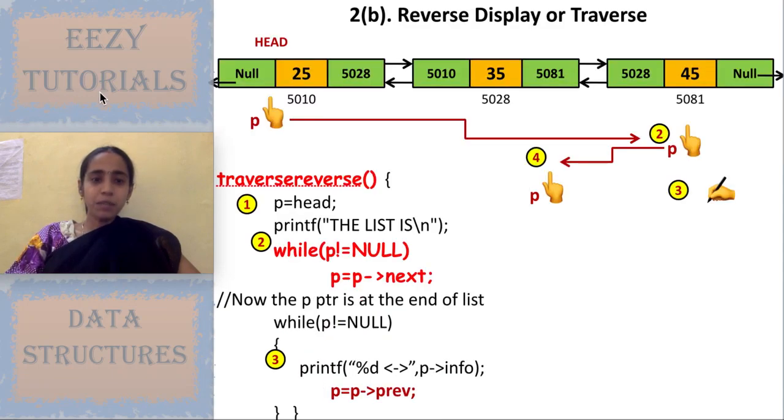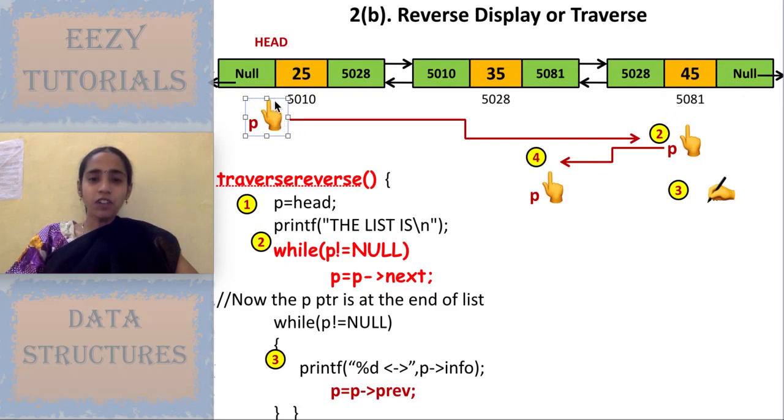So reverse display means the same process you have to do, with one extra step. That is, instead of starting from head, you have to go to the tail. We are not having the address of tail. In a doubly linked list, only one piece of information you'll be having with you, that is the address of head. So with that, how will you print from last?